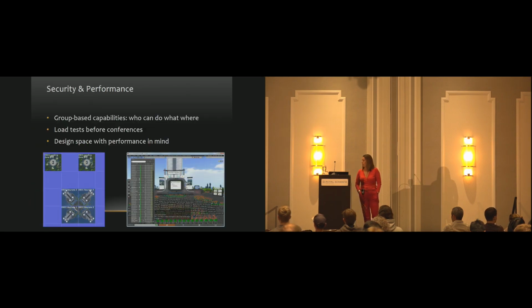So, security and performance. There are group-based capabilities for who can do what where. This is to avoid really weird things that sometimes happen in Second Life, where people were trying to have a serious meeting and there was this griefer group that started instantiating fallacies all over the place, or weird objects that completely disrupted the environment. So security and permissions are important.